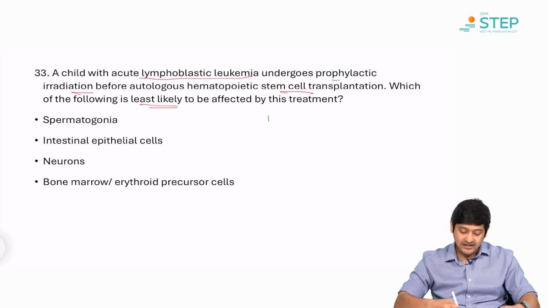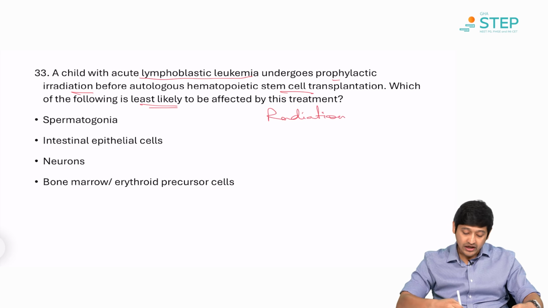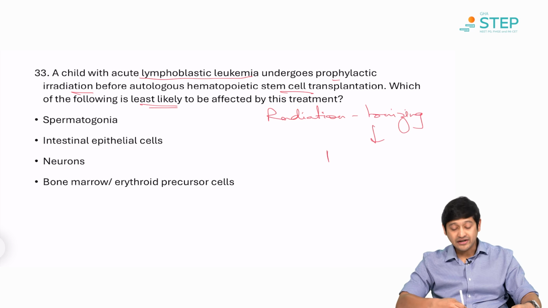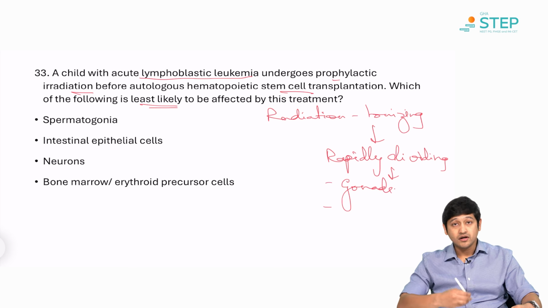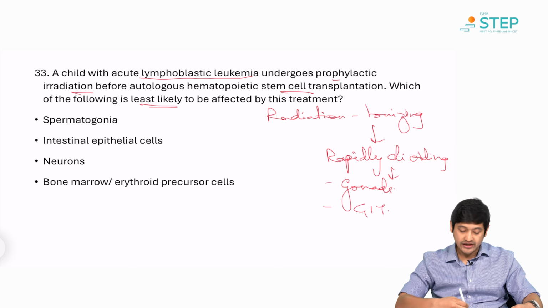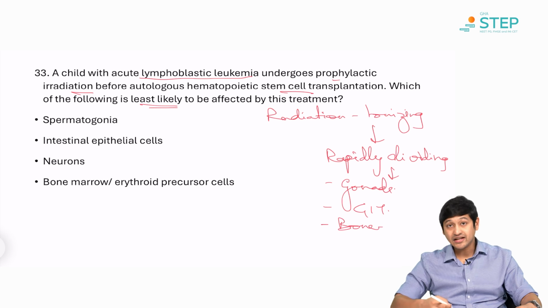Now for this you need to understand that radiation, especially the ones that we use diagnostically and therapeutically, is ionizing radiation. So ionizing radiation tends to affect rapidly dividing cells or highly metabolically active cells. These cells are obviously seen in the gonads. You will see them in the mucosa of the GIT, in the mouth, in the respiratory tracts, all of those areas. And you will also see them in the bone marrow, obviously. So that's exactly what we're trying to wipe out.